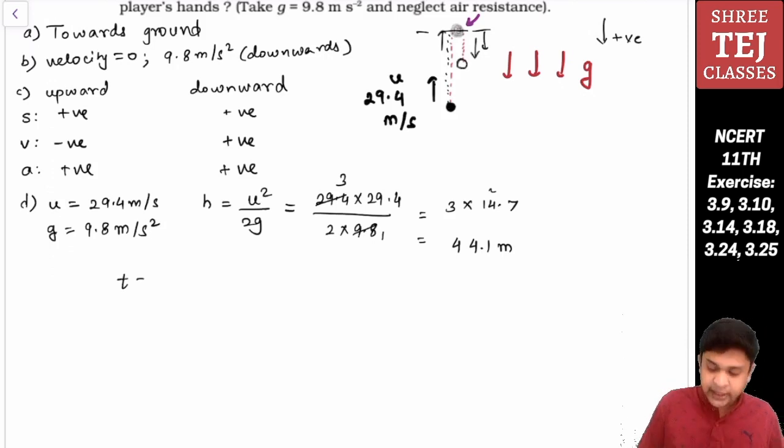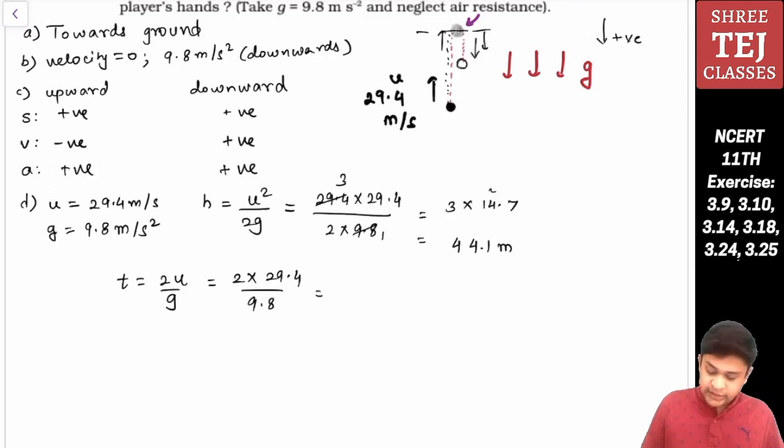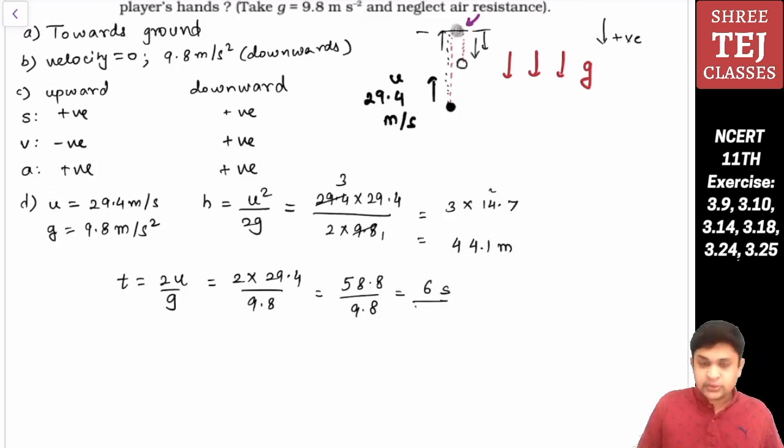And what would be the time taken? Time taken would be 2u by g, which is 2 into 29.4 upon 9.8, which is 58.8 upon 9.8. So this is 6 seconds. So time is 6 seconds.